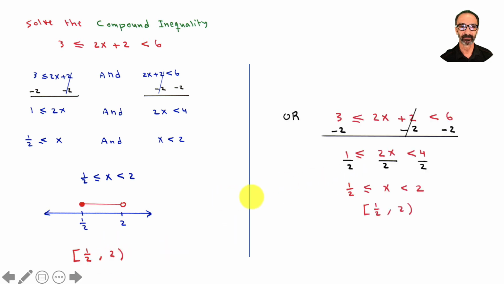Here's the other way. If you keep it compound, you're going to subtract 2 from all 3 sides, and then divide by 2 all 3 sides. We're not going to flip, and it gives you the same answer. Okay, let's take another example.